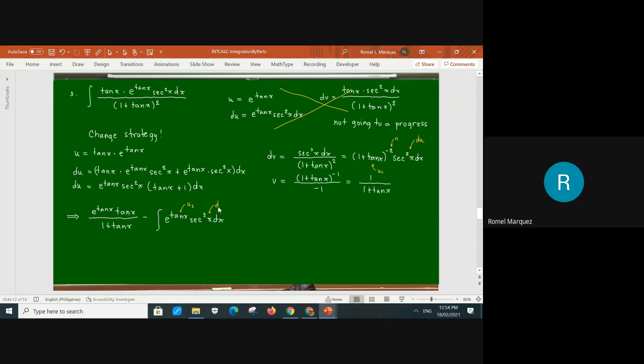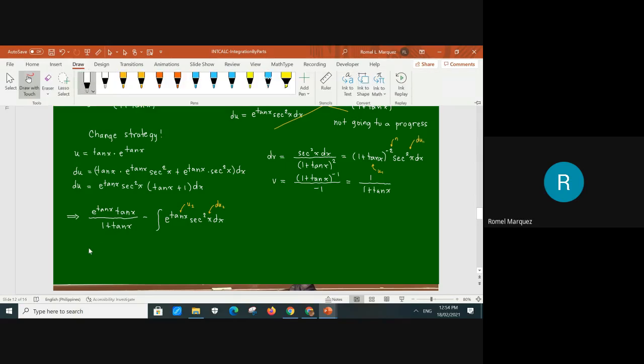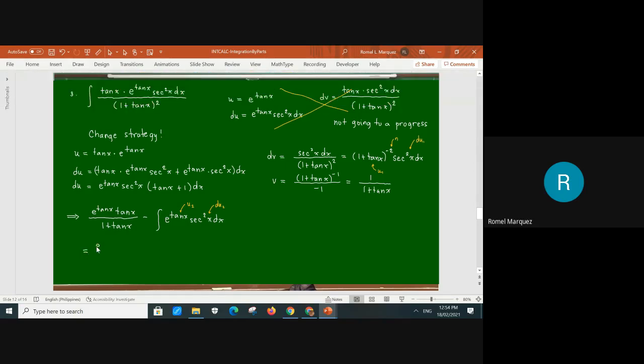Okay? e to the u du. What's the answer if you integrate that? e to the tangent x times tangent x over 1 plus tangent x minus e to the u, so e to the tangent x. Oh, done. That's it. So plus c. We now put c because there is no more integral sign.